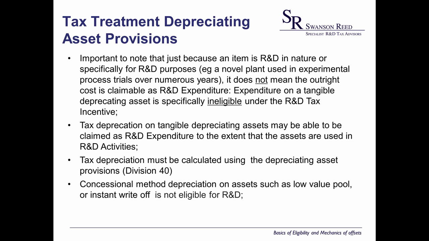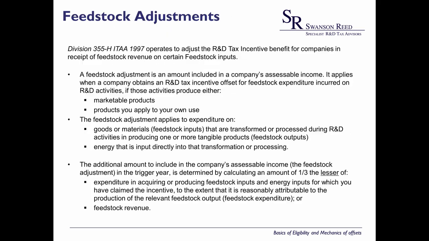Tax depreciation on tangible, depreciating assets may be able to be claimed as R&D expenditure to the extent that the assets are used in R&D activities. Tax depreciation must be calculated using the depreciating asset provisions in Division 40 of the Tax Act. Concessional methods for depreciation on assets, such as low value pools or instant write-off, are not eligible for R&D expenditure.